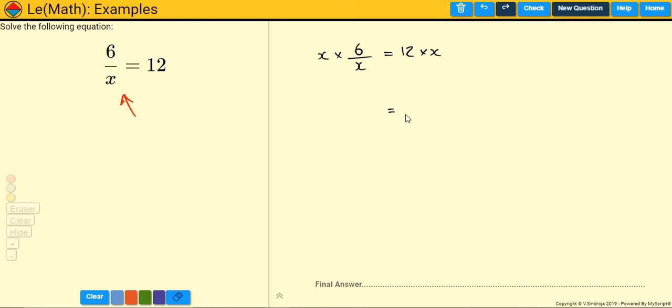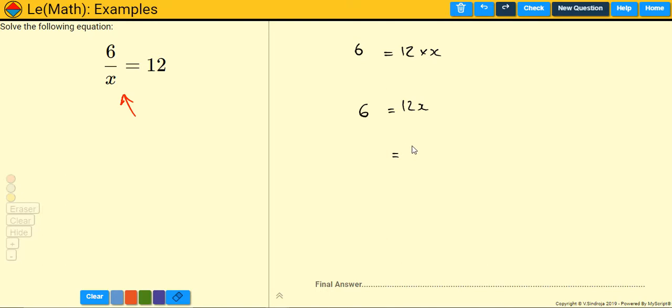On the right hand side we're going to have 12 times x, and on this side we're just going to be left with 6, because if you think about it, these two x's cancel each other out, they disappear. The opposite of dividing by x is multiplying by x, so they cancel each other out. Okay, so what we've got is 6 equals 12x.